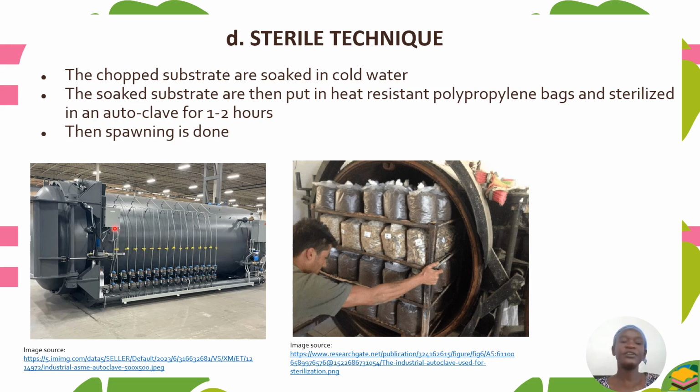This picture is showing an example of an autoclave. These are the bags we are talking about. The substrates are packed in these bags, which are resistant to heat. This is the autoclave, the same as this one, only that there is an opening here where you are going to put the packed substrates. After 1 to 2 hours, you remove them, let them cool down, then spawning is done.